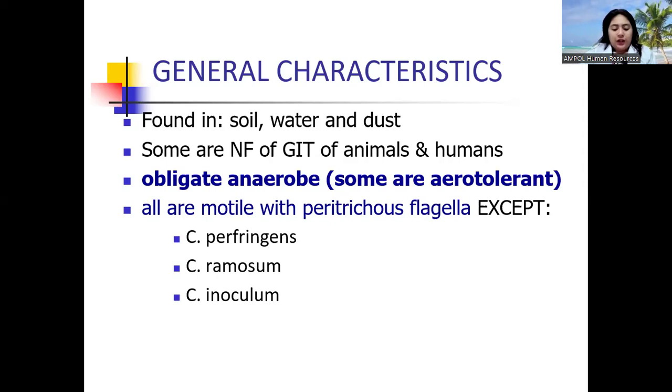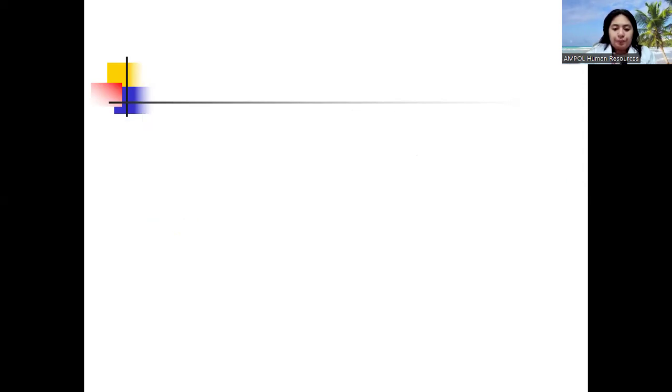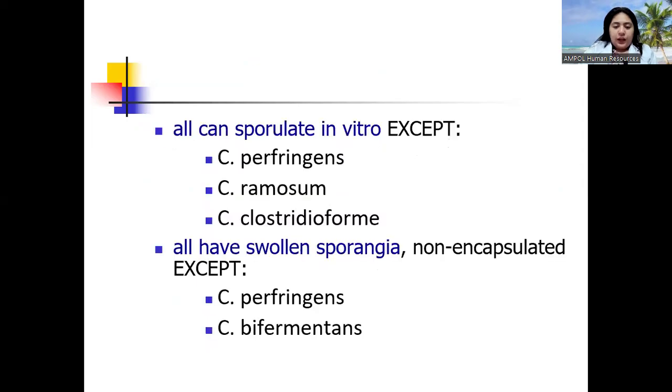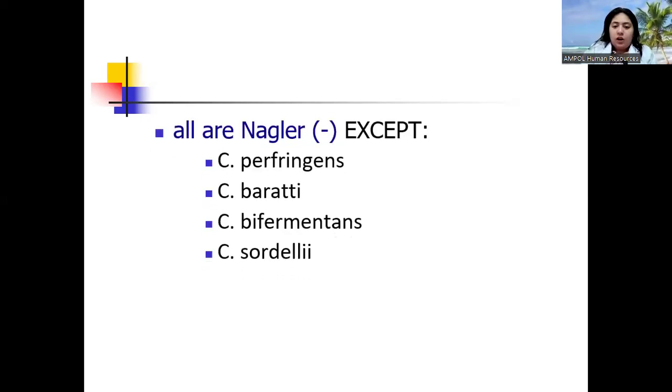All are motile with the presence of peritrichous flagella except for Clostridium perfringens, Clostridium ramosum, and Clostridium innocuum. All can sporulate in vitro except for perfringens, ramosum, and Clostridioforme. All have swollen sporangia or are non-encapsulated except for these two. Then all are Nagler negative except for the following.